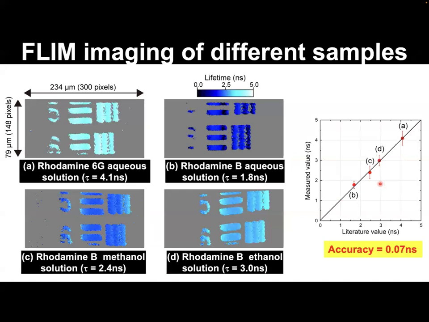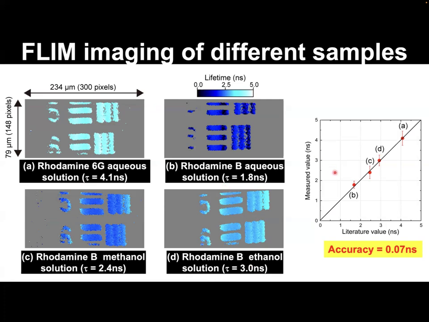Finally, to evaluate the quantitativeness of the fluorescence lifetime measurement, we perform the imaging of four samples with different fluorescence lifetimes: 4.1 nanoseconds for sample A, 1.8 nanoseconds for sample B, 2.4 nanoseconds for sample C, and 3.0 nanoseconds for sample D. Although these images show the same test chart pattern, their lifetime values are different among them.